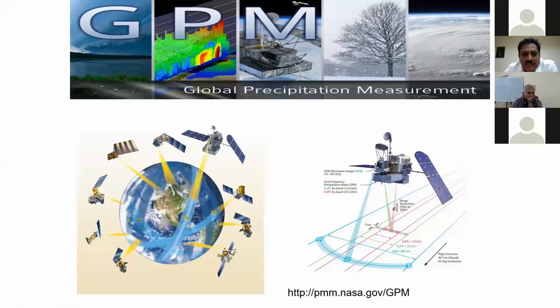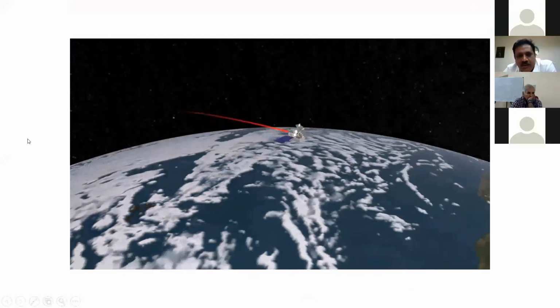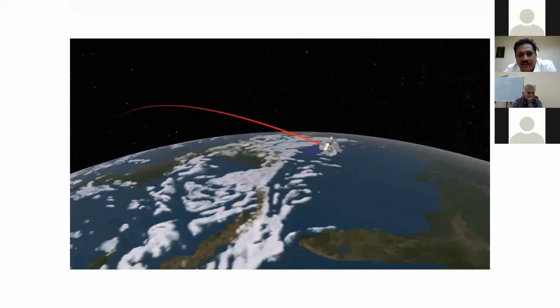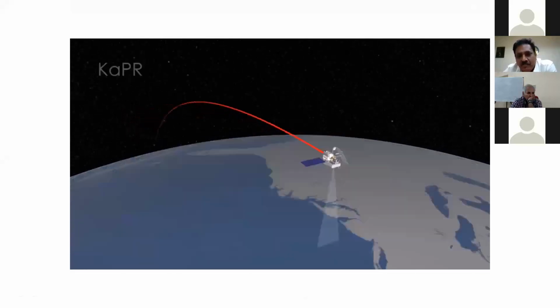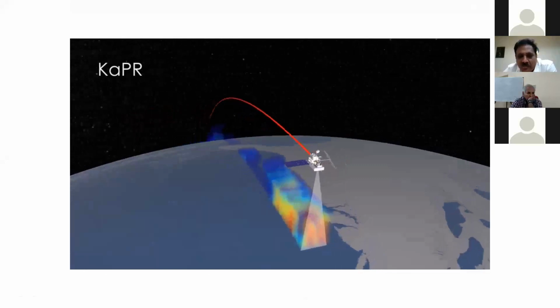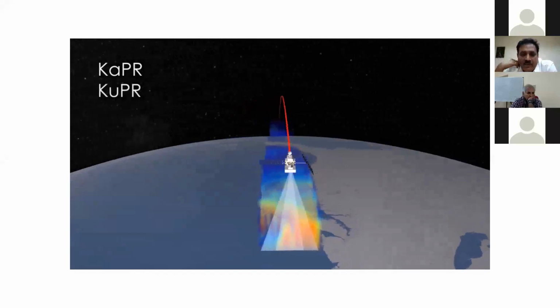So what they did is, instead of one radar, they kept two precipitation radars on the satellite. This is how it looks. One radar operates at Ka band, a 35 gigahertz radar. The other radar operates at Ku band, like TRMM. The Ka band swath is limited; the Ku band swath is slightly larger compared to the Ka band.